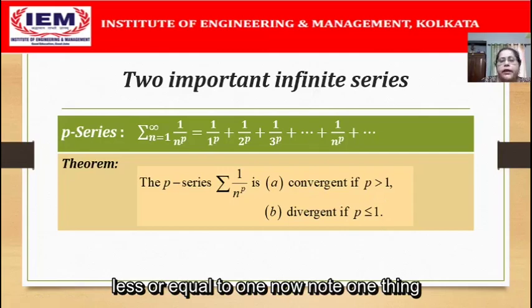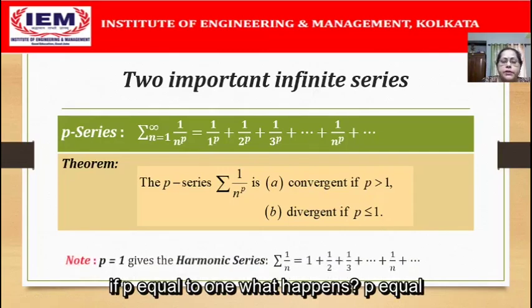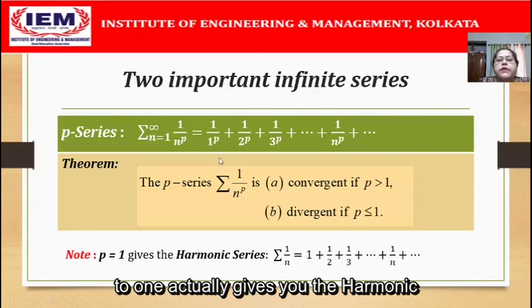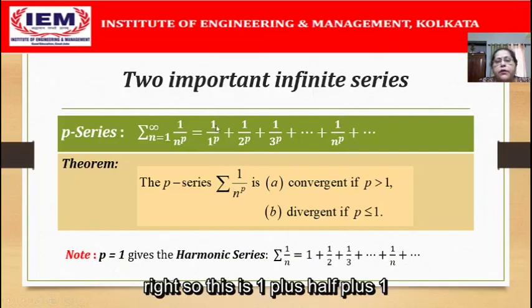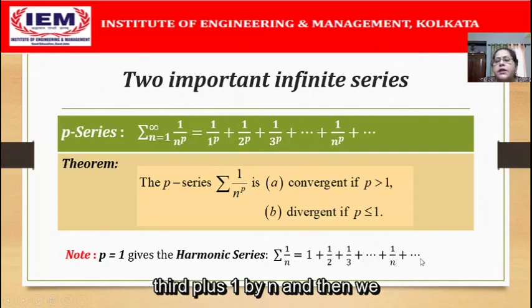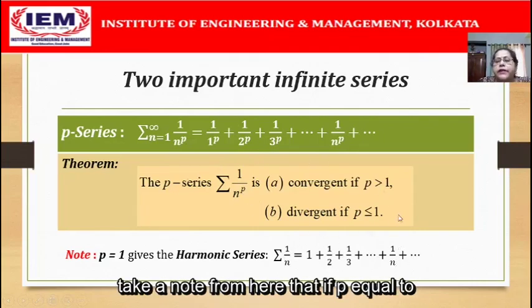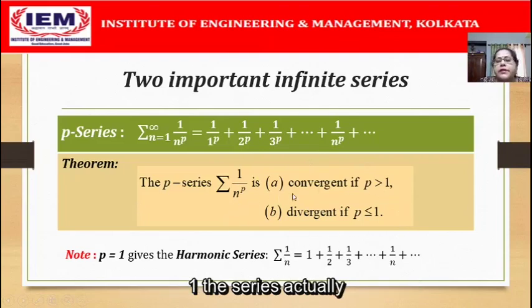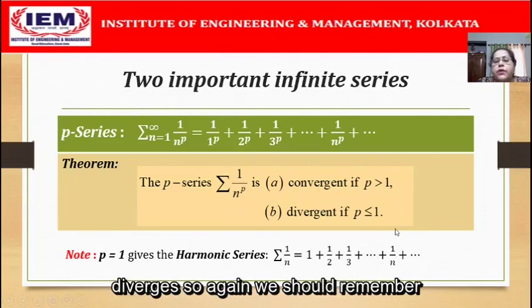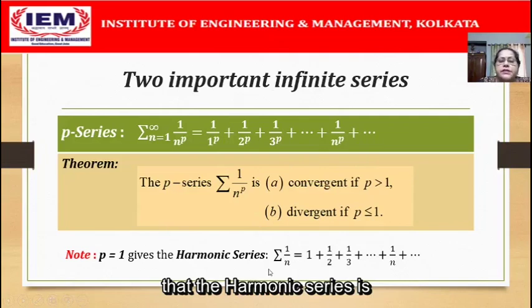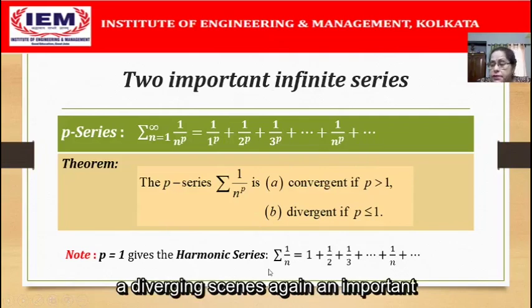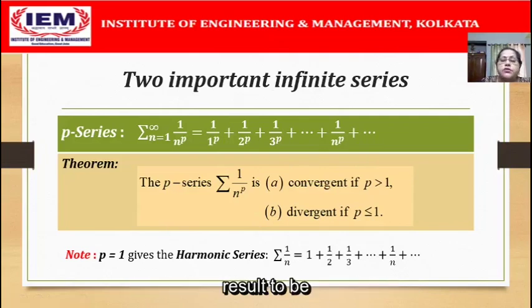Now note one thing, if P equal to 1, what happens? P equal to 1 actually gives you the harmonic series, right? So this is 1 plus half plus 1/3 plus 1 by n. And then we take a note from here that if P equal to 1, the series actually diverges. So again, we should remember that the harmonic series is a divergent series. Again, an important result to be remembered.